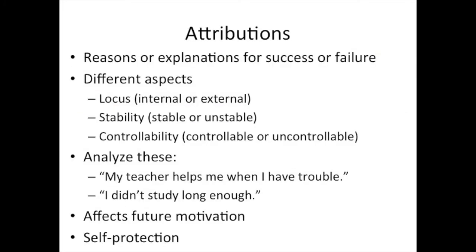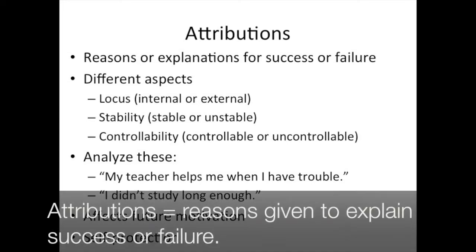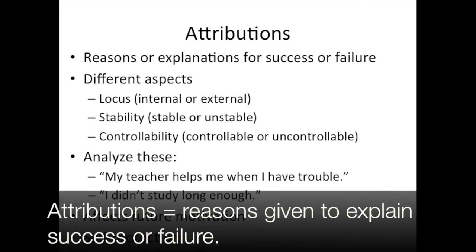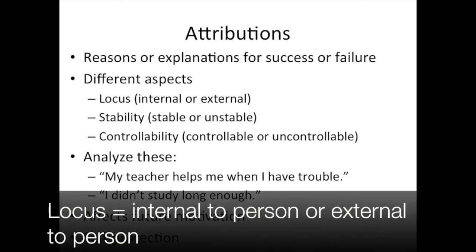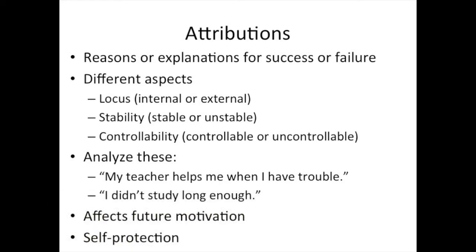Another theory of motivation is called attribution theory, or attributions. And attributions are the reasons or the explanations a person will give for success or failure at a task. And each attribution a person gives has 3 aspects associated with it. Locus, it's either internal or external. It's either internal to the person, it's something they did, or it's external, something that someone else did or something outside of themselves did.